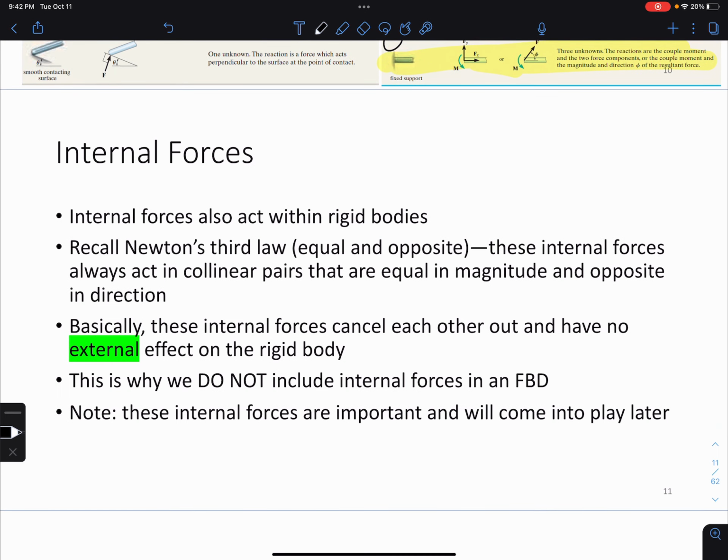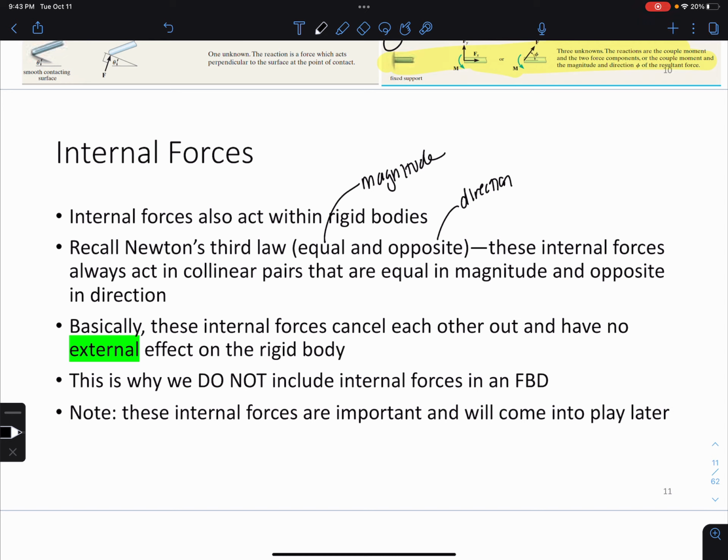Now, in order to draw our FBDs, we need to understand what internal forces are, even though our FBDs are only going to include external forces. Internal forces are forces that act inside of a rigid body instead of externally, like applied loads and reaction forces. If we remember Newton's third law, it means that we have equal and opposite reactionary forces. So whenever we see equal and opposite, that means equal in magnitude, but opposite in direction.